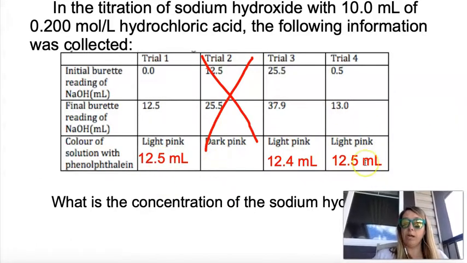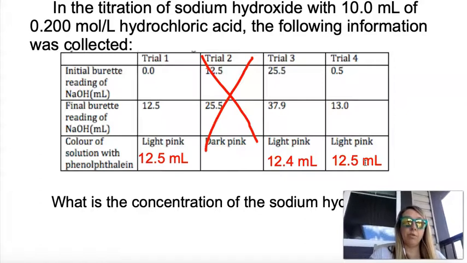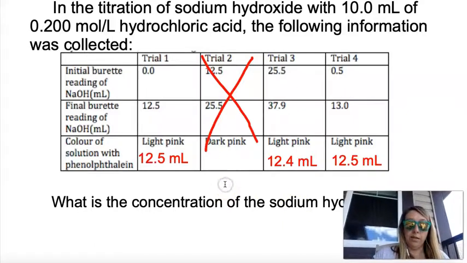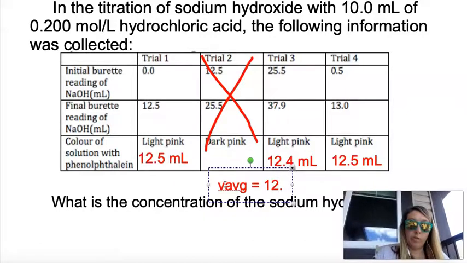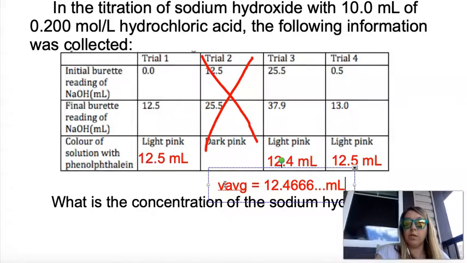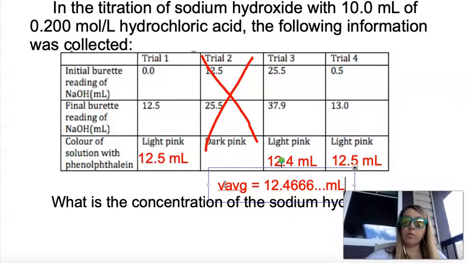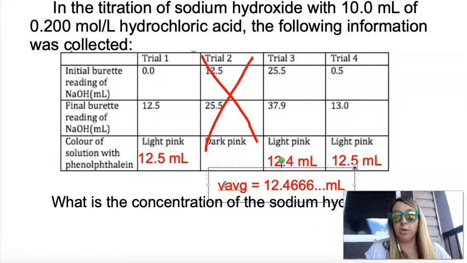Okay, so what we need to do is we're going to average these. We don't want to do 3 calculations to calculate the same thing and average at the end, it makes more sense to average at the beginning. So we're going to average those volumes to figure out how much we actually used. So 12.5 plus 12.4 plus 12.5, divide by 3. So we get that the average volume is going to equal 12.4666, and that's going to keep going, milliliters. Same as before, I don't want to round because I'm not actually done my calculation.